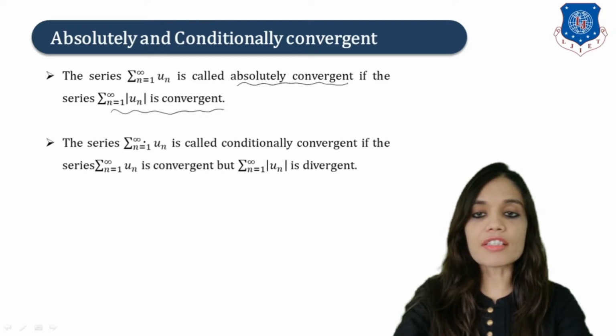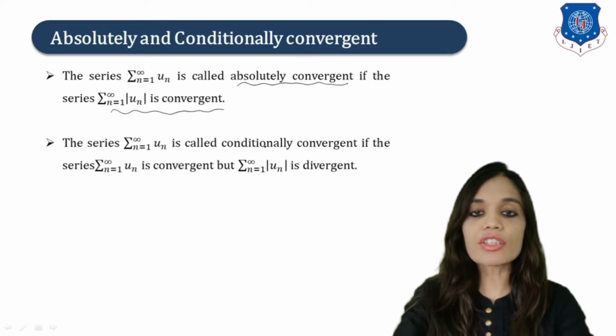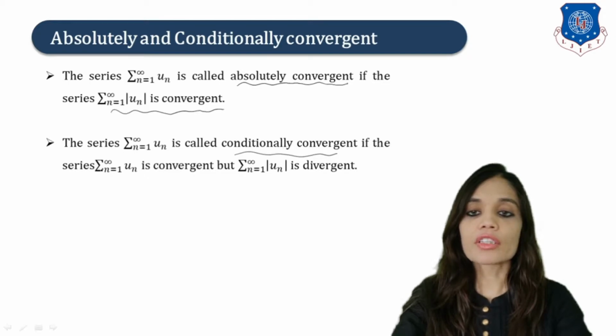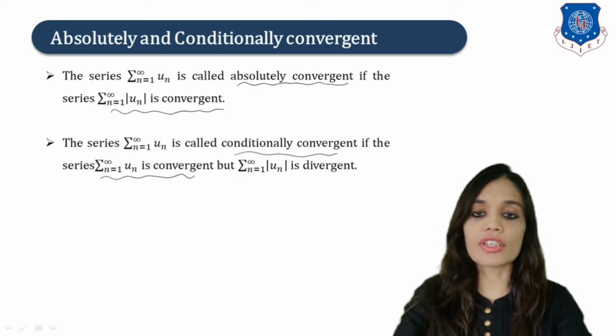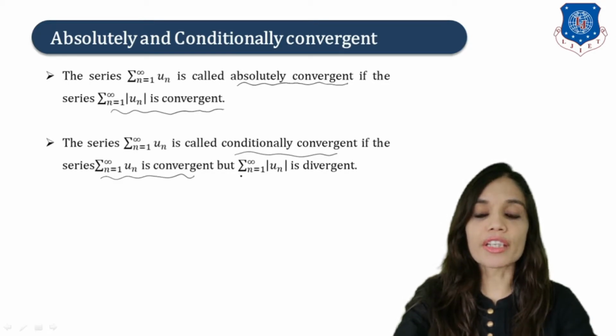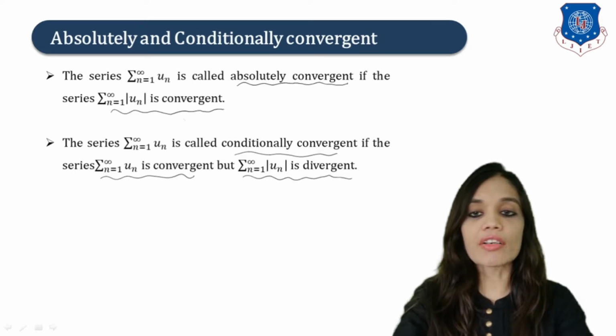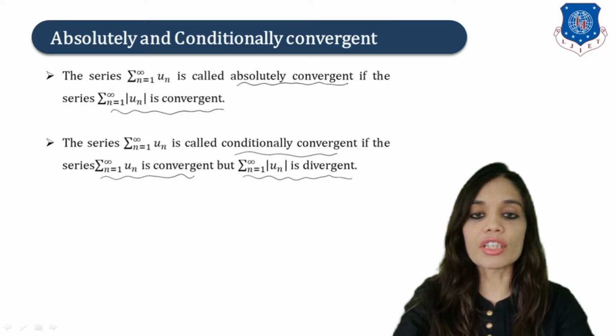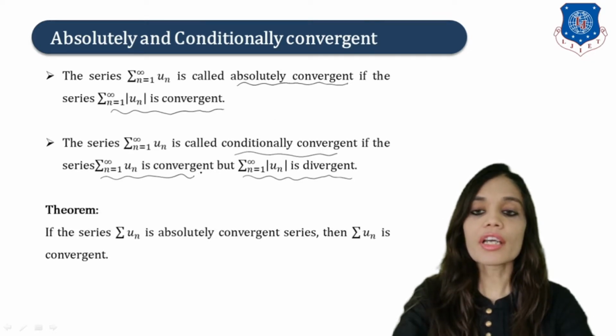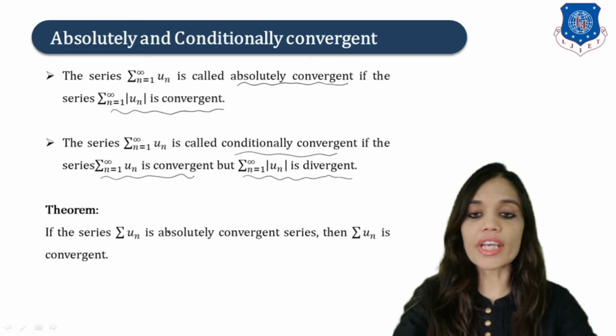Next, the series Σ un is conditionally convergent if the series Σ un is convergent but Σ |un|, that is the series of positive terms, is divergent. Then our series is known as conditionally convergent. Okay. Now, if the series Σ un is an absolutely convergent series, then Σ un is also convergent, right?